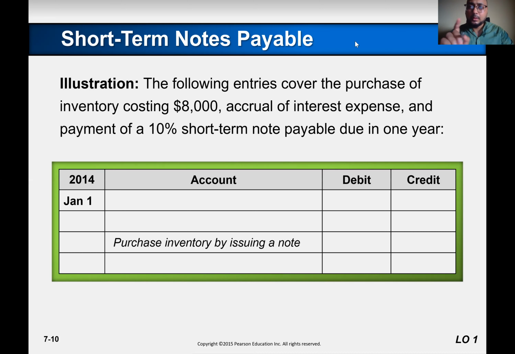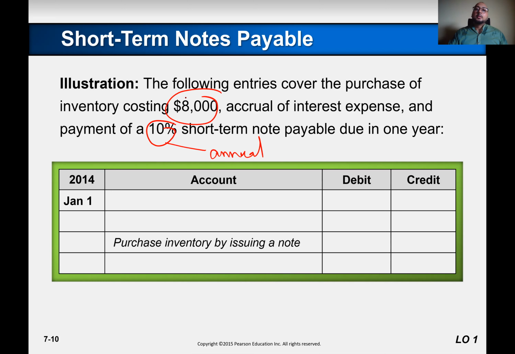So remember, I also explained earlier that this 10% means annual. Remember this one, annual. So after 1 year, if you use this 8,000 for the whole 1 year, then you will pay 10%. If not, then we will try to find out partial payments.